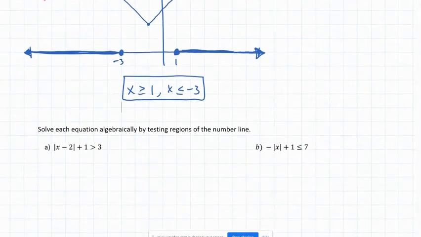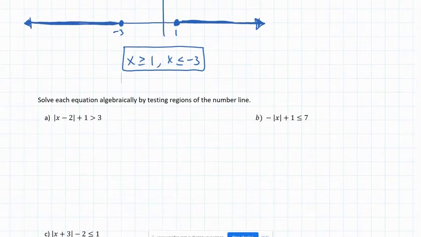Now we'll see how to solve absolute value inequalities algebraically. And so it says here, solve each equation algebraically by testing regions of the number line. Okay, so we'll start off by isolating the absolute value part of the equation, and we're going to change this to an equal sign temporarily.